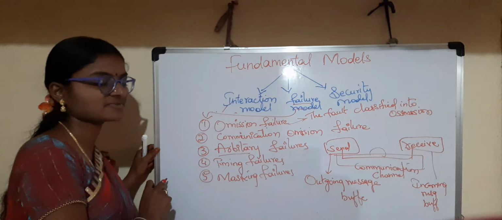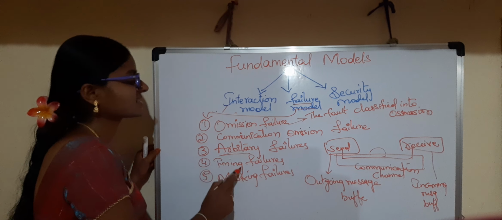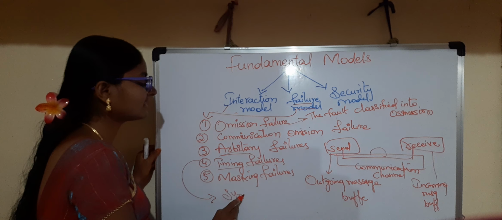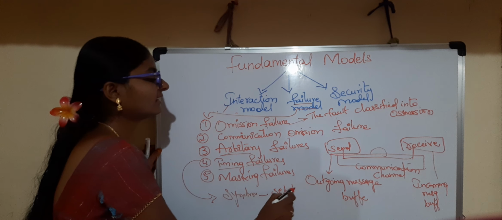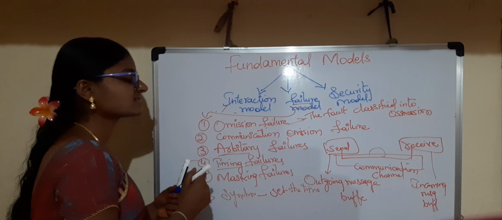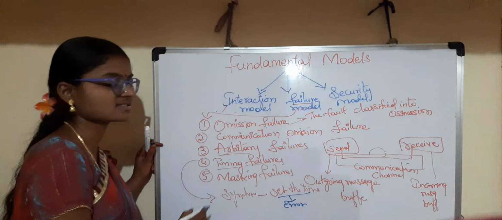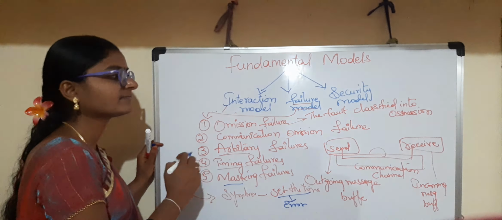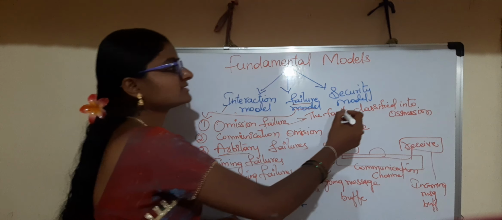Next is the arbitrary failure. It is the encryption and decryption process. At that time we will get failures. It is called the arbitrary failures. Next is the timing failures. The timing failures occur at the time of synchronization, when setting the time. At that time also we will get some errors. It is called the timing failures. Next is the masking failures. Masking failures also occur if you have many interrupts while sending and receiving from client to server. That is called the masking failures.